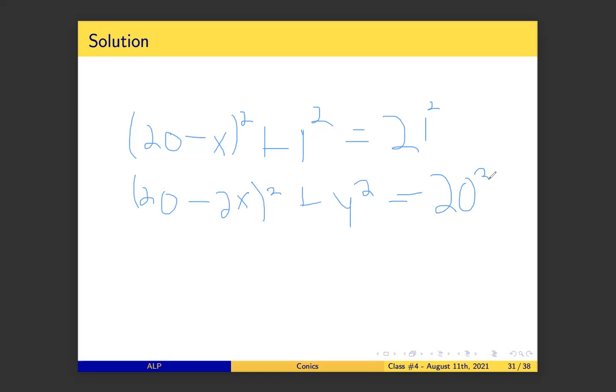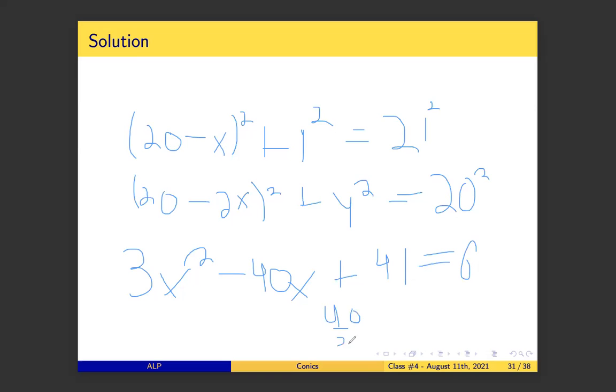And now we can solve for x by putting both equations in terms of y squared, substituting. And by doing so, we get the equation 3x squared minus 40x plus 41 equals 0. And by Vieta's, which we covered in the last class, the answer to this problem is just 40 over 3.